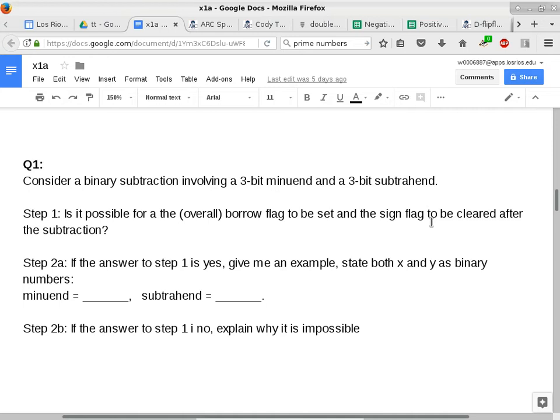All right, so question 1 is, consider a binary subtraction involving a 3-bit minuend and a 3-bit subtrahend. Step 1 is just a yes or no. Is it possible for the overall borrow to be set, which means it's a 1, and for the sign flag to be cleared, which means it's a 0, after the subtraction? The answer is yes. It is definitely possible, which is kind of the whole idea of this question.